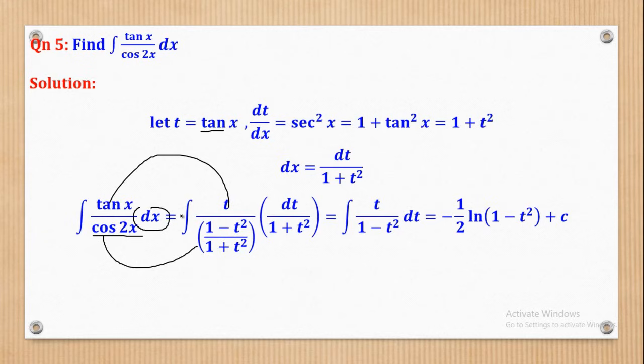So where there is dx, we shall put there this, that's why you see it here. Then simplifying gives you this, because this one and this one cancels. Then you remain with t over 1 minus t squared dt, which is this. Then integrating this gives you negative a half in brackets 1 minus t squared.